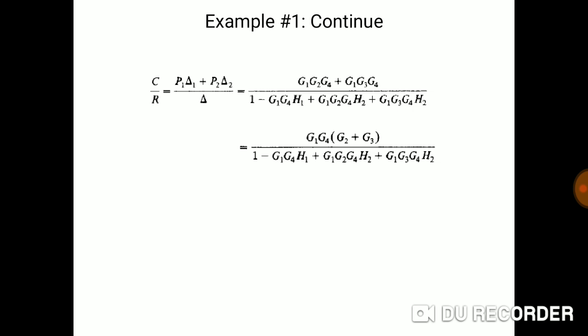C divided by R is equal to P1 delta 1 plus P2 delta 2, divided by delta. P1 is the forward path, delta 1 is the determinant, and as two forward paths are there, it is P1 into delta 1 plus P2 into delta 2, divided by delta. So the transfer function is G1 G4 (G2 plus G3) divided by 1 minus G1 G4 H1 plus G1 G2 G4 H2 plus G1 G3 G4 H2. We'll solve some extra examples on that.